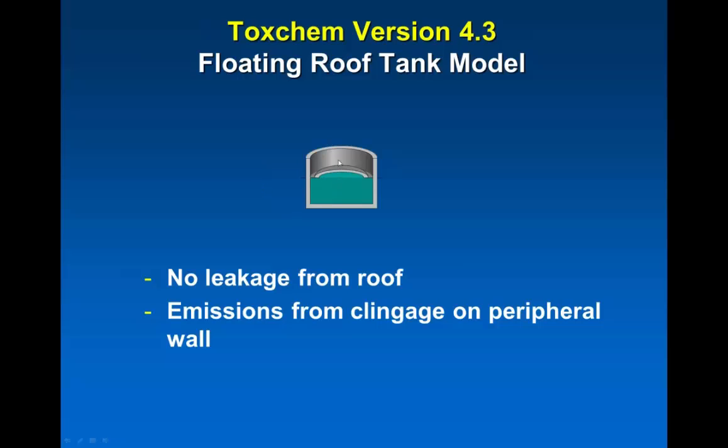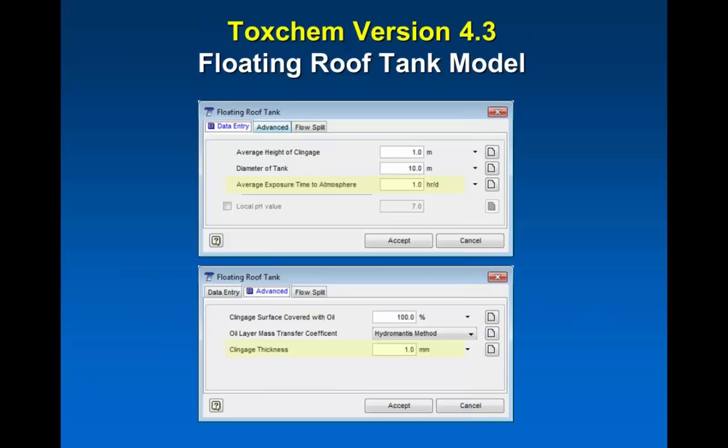So, for example, when the roof is going up and down, there is a water layer or an oil layer which clings to the peripheral wall, and the VOCs in the clinged water or oil layer get volatilized into the air. The important input for this model is the exposure time, which is required to be defined by the user. By default, we have put a value of 1 hour per day.